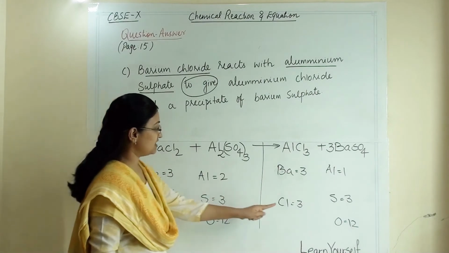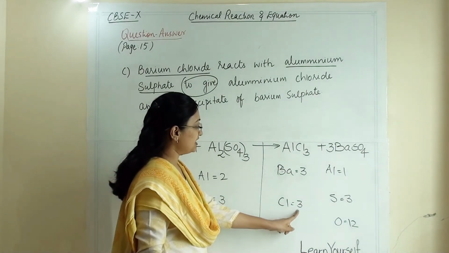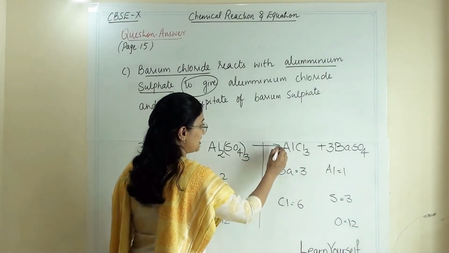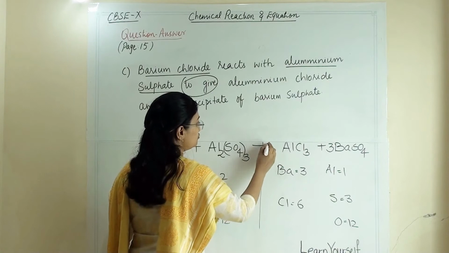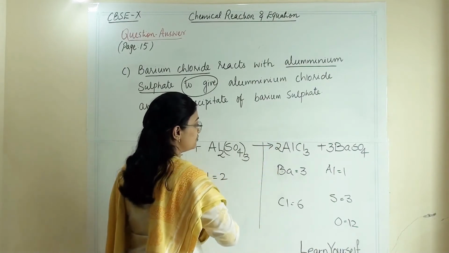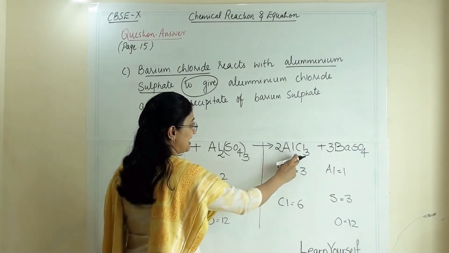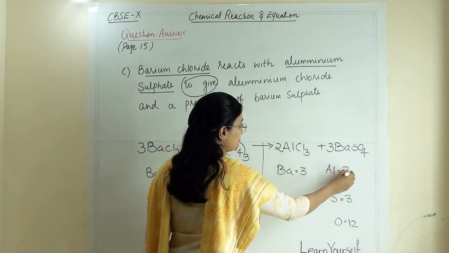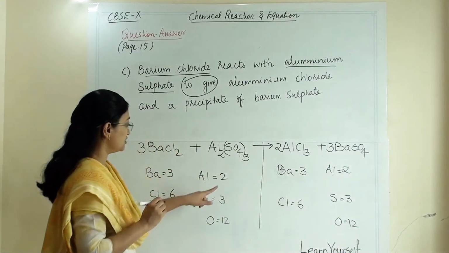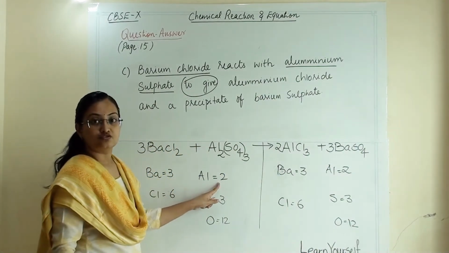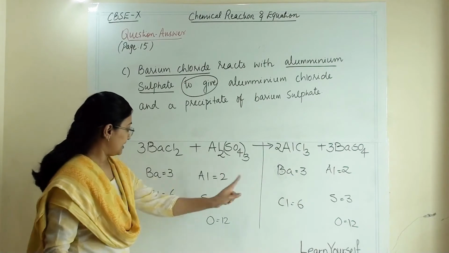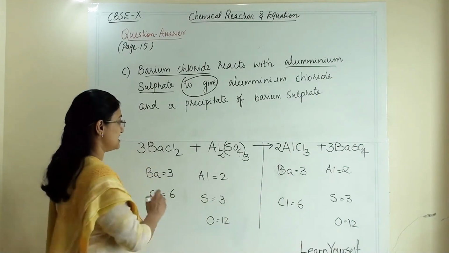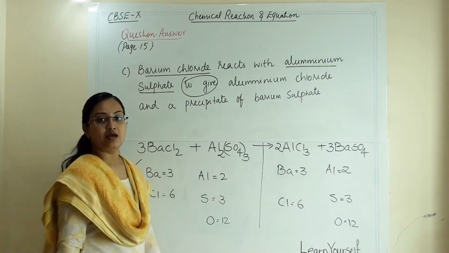So let us check here. Chlorine are only 3. So if we want to make it 6, we have to add here 2. So let us add 2 here. So my chlorine is balanced. But by doing so, I have changed aluminium. Aluminium has become 2. So here is aluminium 2. So now I think our equation is balanced. If we see all the atoms, yes, our equation is balanced.